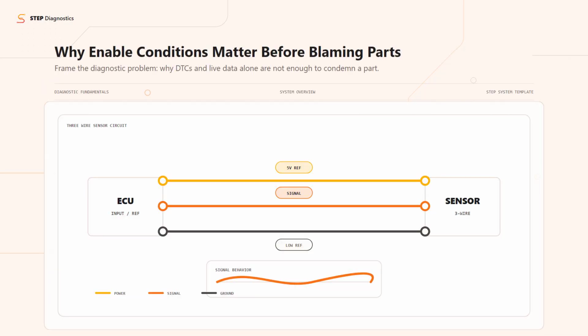A DTC doesn't always mean a component has failed. The module must encounter the correct enable conditions to run the test that sets a code. If any input, system state, or prerequisite is missing, the code may be misleading or delayed in surfacing.